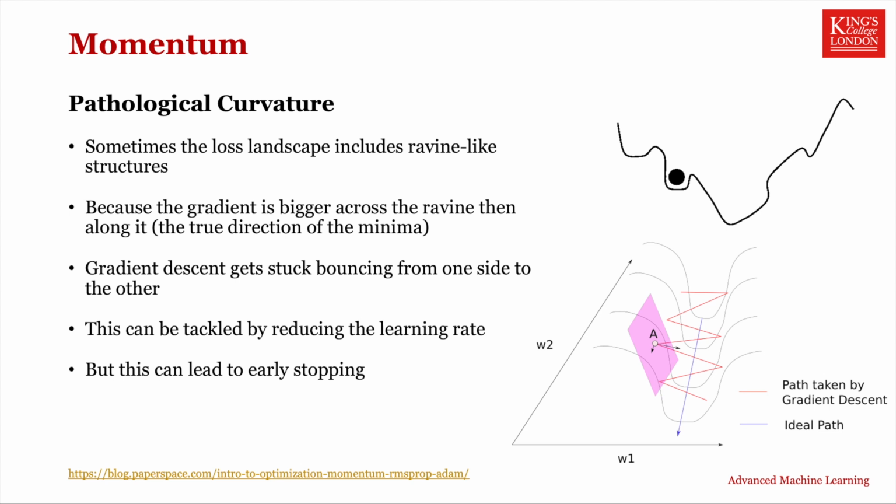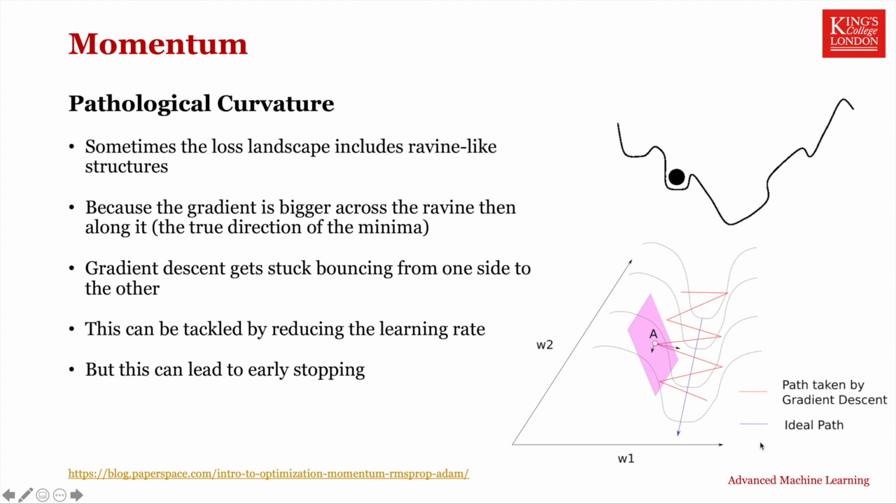So this happens when the loss landscape includes ravine-like structures, for example, where the gradient is much bigger in the direction of one parameter or in a subset of parameters than others. For example, in this case, the partial derivative of W1 is much greater than that for W2, since we can see that the loss is changing much more rapidly in this direction.